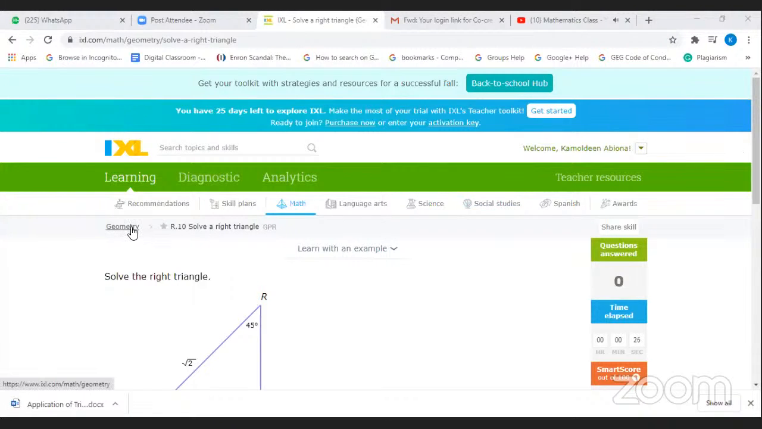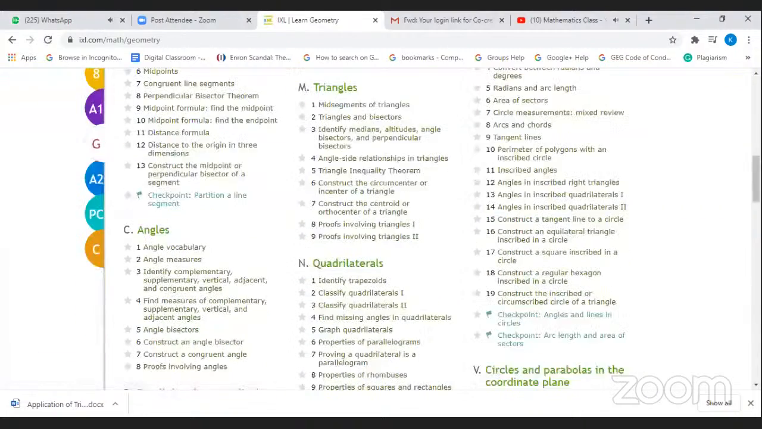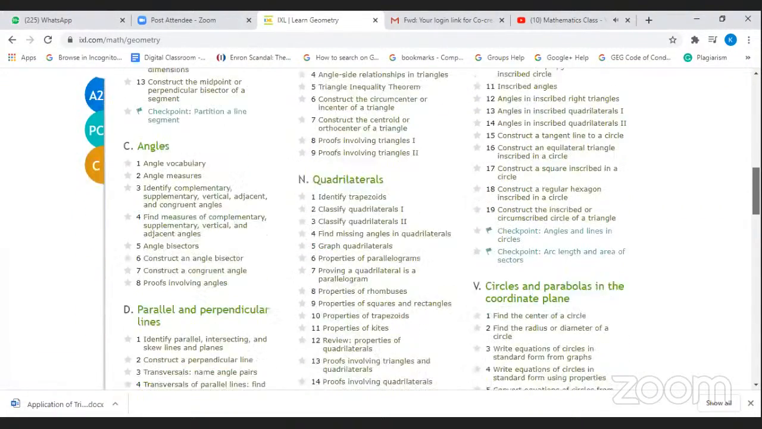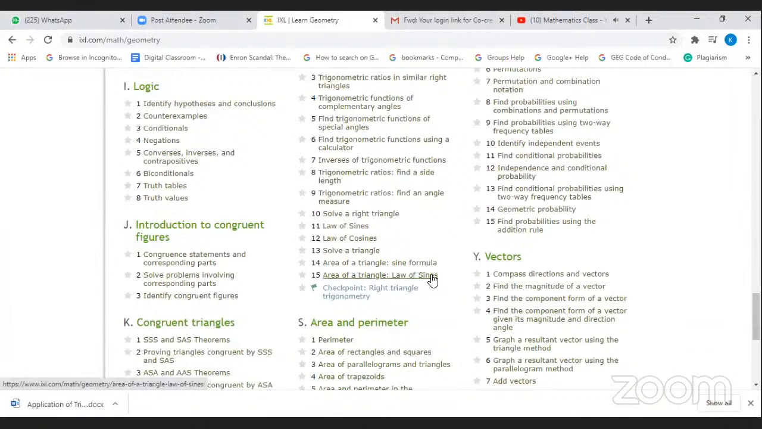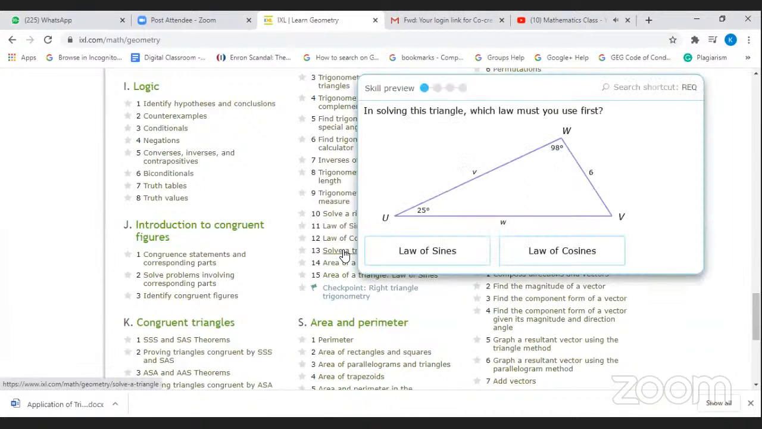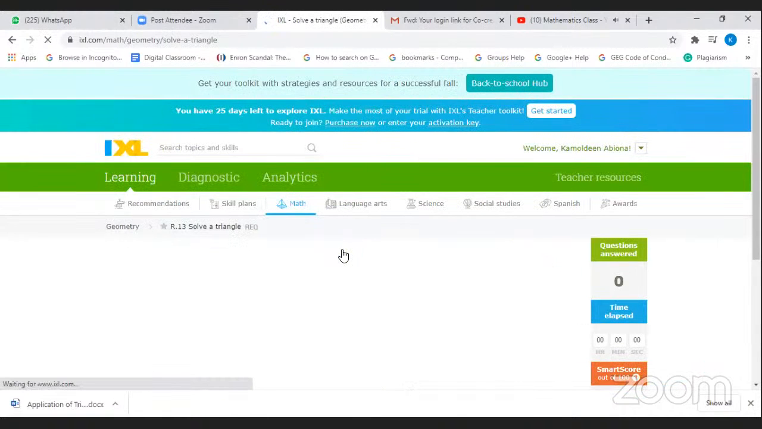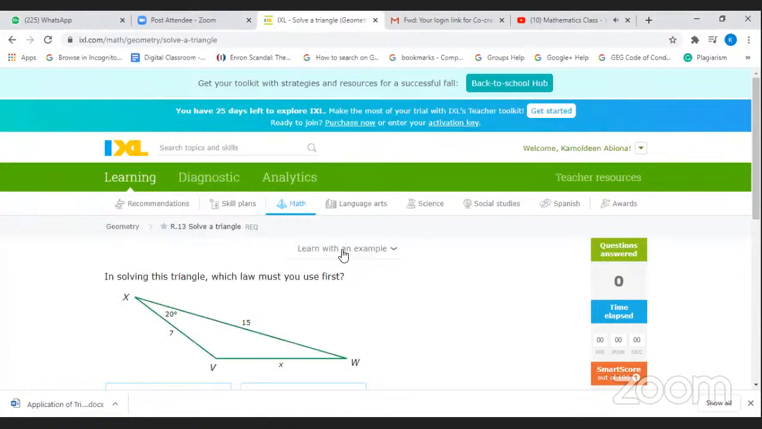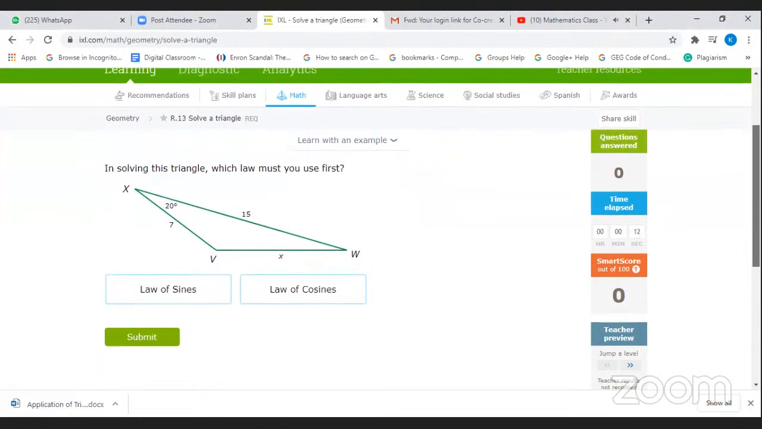Sorry, it shouldn't be 10. Still letter R. Okay, sorry, it is solve a triangle, not solve a right angle triangle. Solve a triangle, 13. You can put your phone in horizontal manner so that you'll be able to see the question very well.